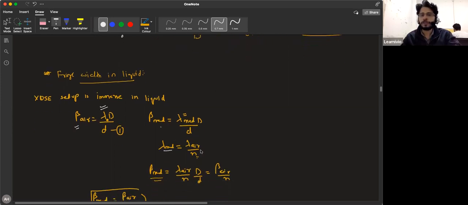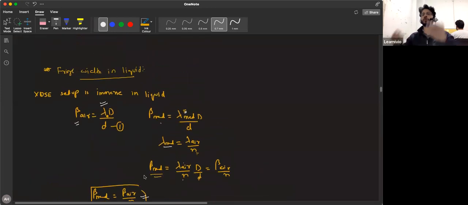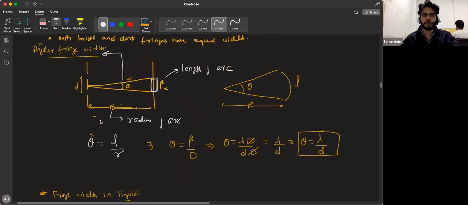In the medium, the wavelength is lambda air divided by n. So instead of lambda medium, you can write lambda air by n, times D by d. Lambda air D by d is beta air, so beta medium is beta air by n. So when you immerse the entire setup in some liquid, the fringe width becomes 1 by n times. So just note down these two conceptual things.